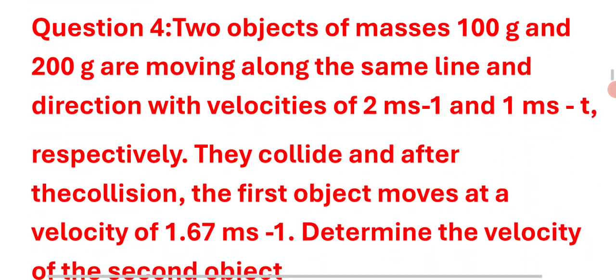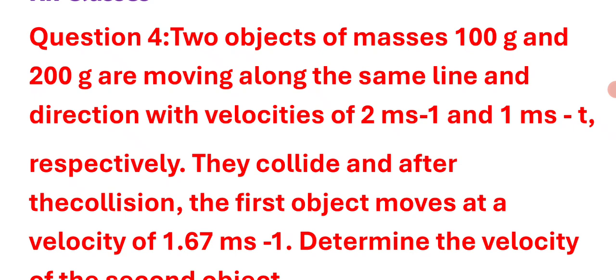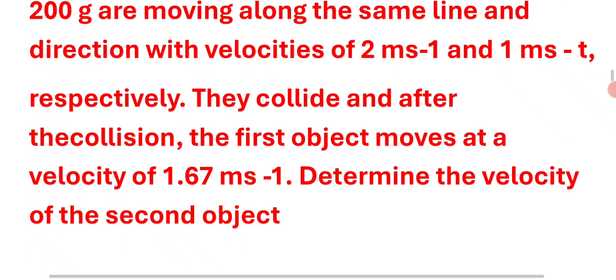Question number 4. Two objects of masses 100 gram and 200 gram are moving along the same line in the same direction with velocities of 2 meter per second and 1 meter per second respectively. They collide, and after the collision the first object moves at a velocity of 1.67 meter per second. Determine the velocity of the second object.